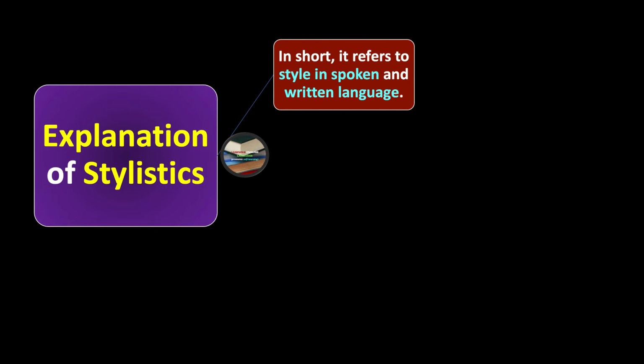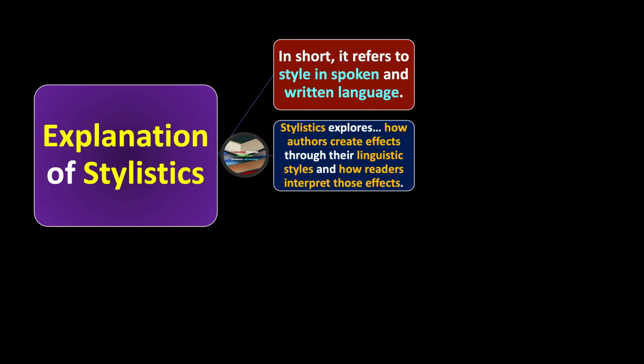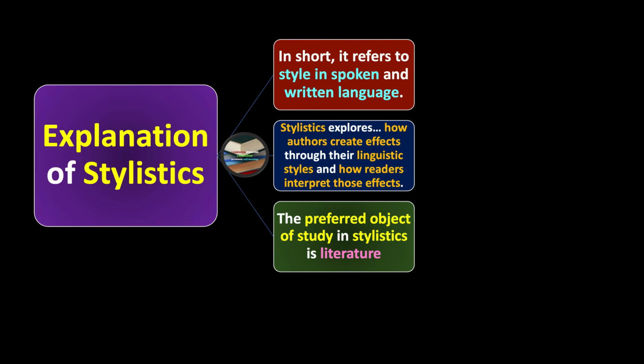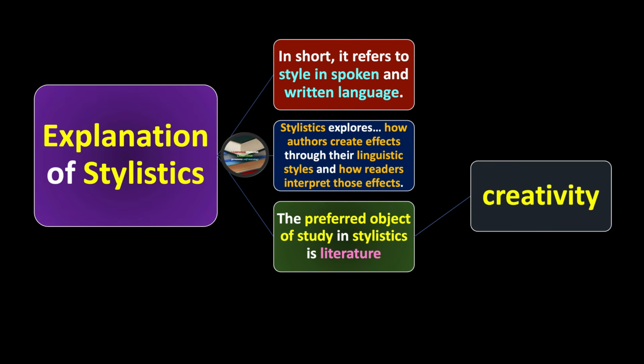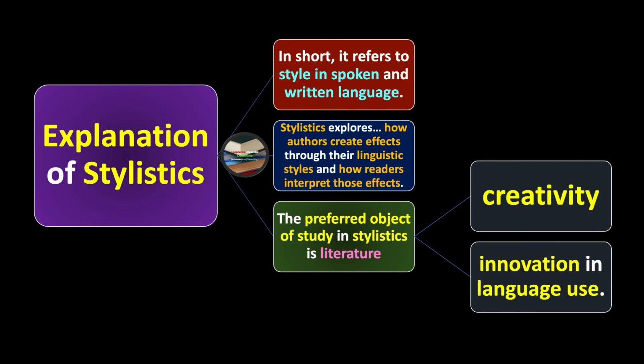We continue our discussion about the explanation of stylistics. In short, it refers to style in spoken and written language. Stylistics explores how authors create effects through their linguistic styles and how readers interpret those effects. The preferred object of study in stylistics is literature. Why? Because literature has the possibility of immense creativity, of immense possibility of innovation in language use.